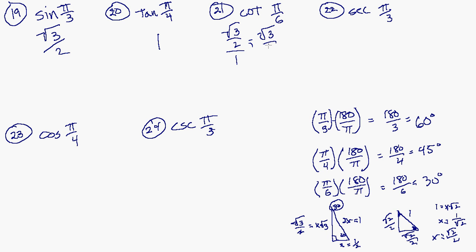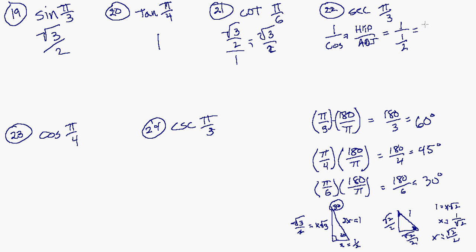Then you have secant of pi over 3. Remember, secant is 1 over cosine, which is going to be the hypotenuse over adjacent. And the hypotenuse is 1, and the adjacent from the pi over 3 being 60 degrees, the adjacent from the 60 degree portion is 1/2, so 1 over 1/2, and that's going to be equal to 2.